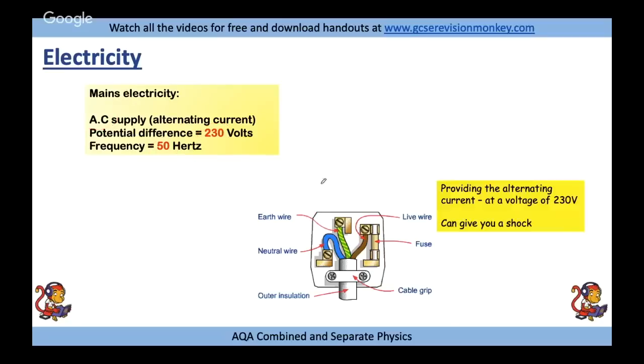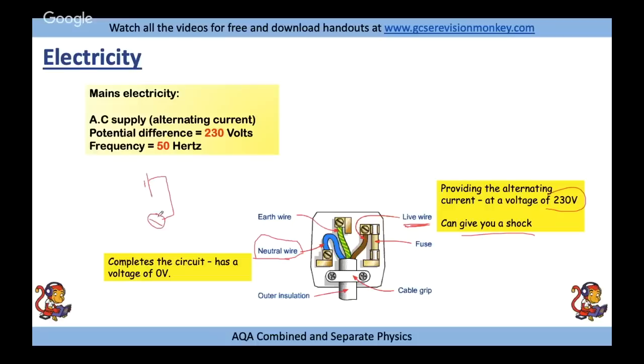Okay, a few bits of safety to do with this then. So the live wire provides the alternating current and it carries a voltage of 230 volts. It can give you a shock if you touch it. This neutral wire here, what's its job? Well, it completes the circuit. Just like in a traditional circuit with a bulb, you'd never try and light a bulb up with just the live wire. You would need to also have a wire that returned it back to the cell as well.